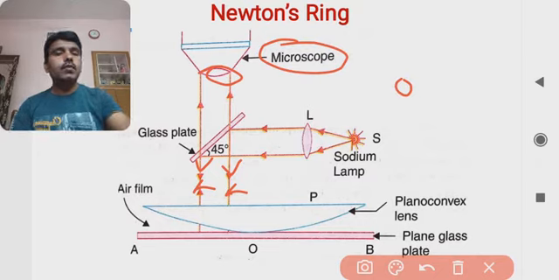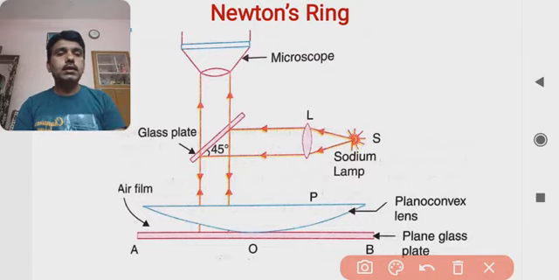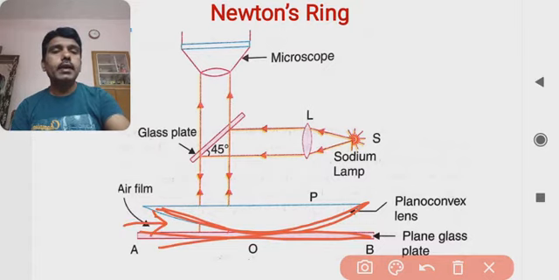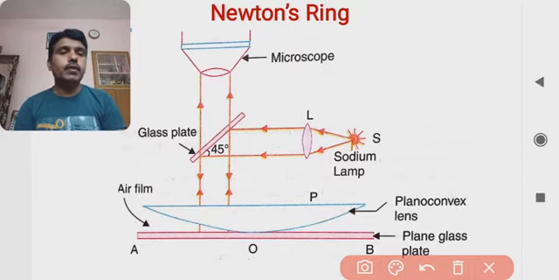So this is exactly the setup, and the important factor for the generation of the interference pattern, or the Newton's rings, is this air film. If you look at this plano-convex lens, due to this convex surface, and at the bottom there is a plane surface, there will be a slight gap, and that gap is filled with air, and that is what is called the air film.